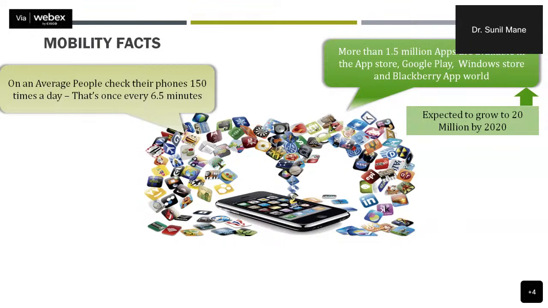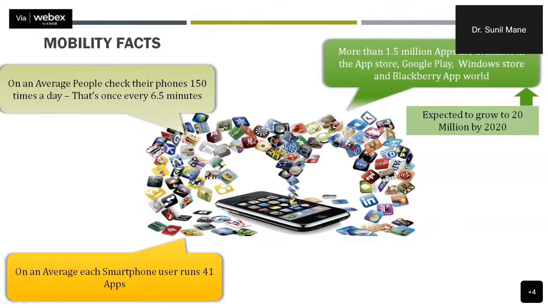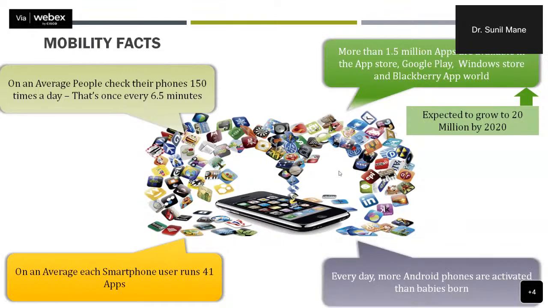More than 1.5 million apps are available in the App Store. Again, this data was from 2020, and now it might have increased a lot. Here you can see the expected growth is 20 million by 2020 and so on. On average, each smartphone user runs around 41 applications, maybe more for some users. Every day, more than 100 phones are getting activated for every baby born. So that's how we are creating a lot of data on a daily basis, maybe on an hourly basis, on a minute basis, and so on.